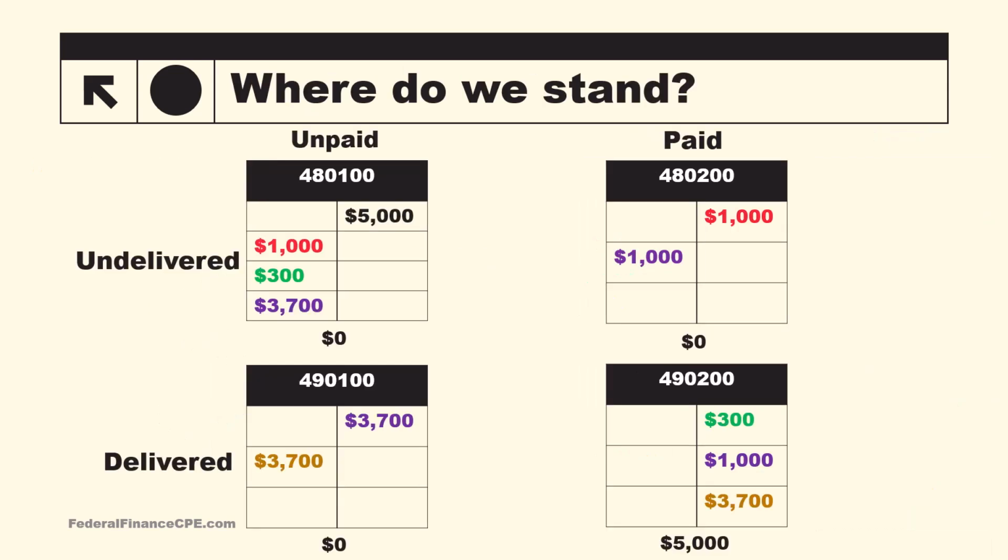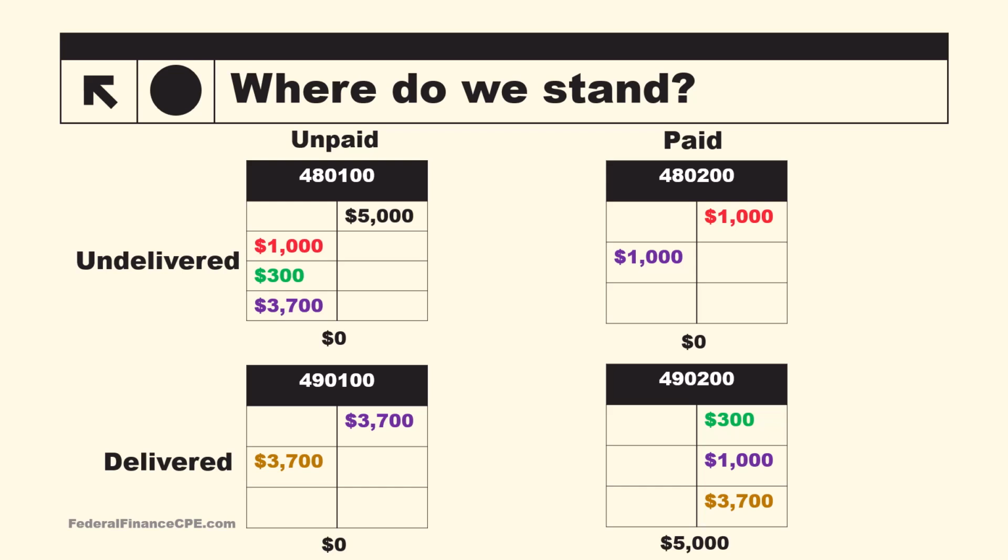Let's take a moment to understand the completed state of our transaction matrix. It provides insight into how obligations look when they're fully settled. At the very top of our matrix, we see zeros across the board in accounts 480100 and 480200, the undelivered accounts. This tells us an important story. No outstanding services or goods are waiting to be delivered. Every obligation we created has been fulfilled.